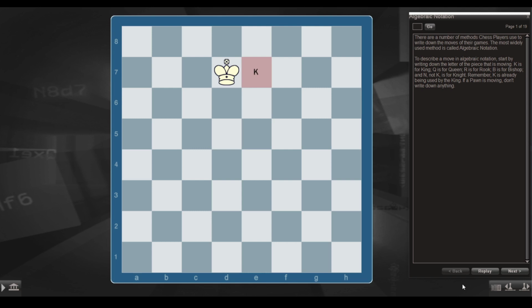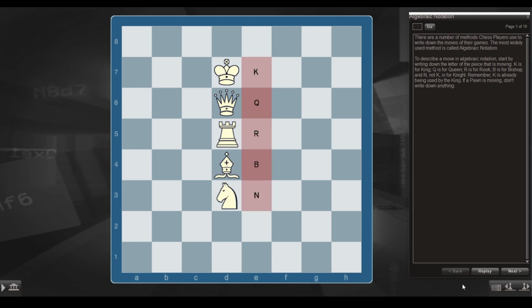Capital K is for king. Capital Q is for queen. Capital R is for rook. Capital B is for bishop. And capital N, not K, is for knight. Remember, K is already being used by the king.